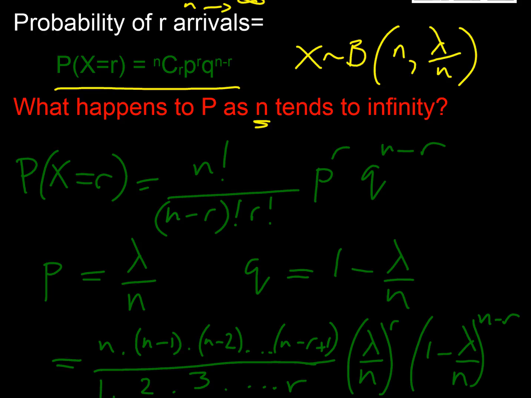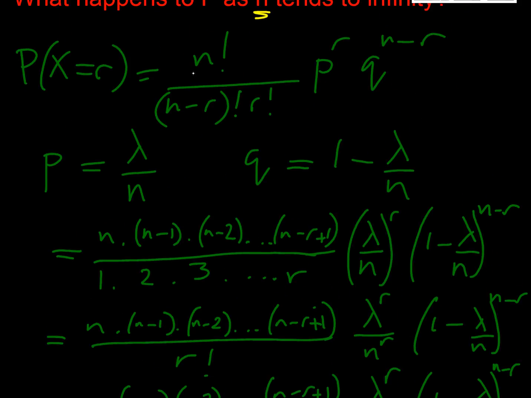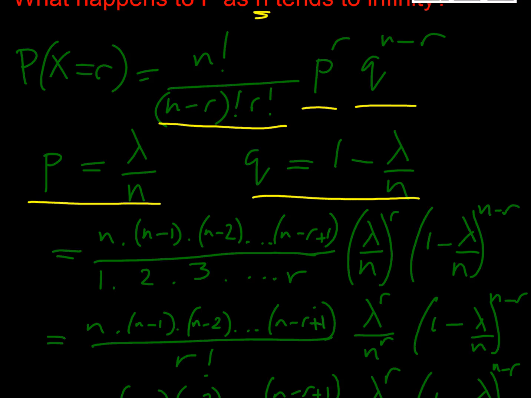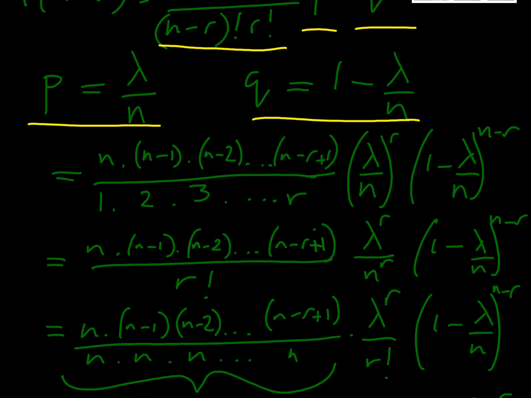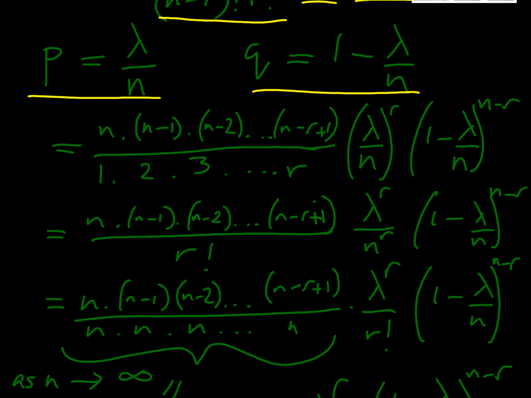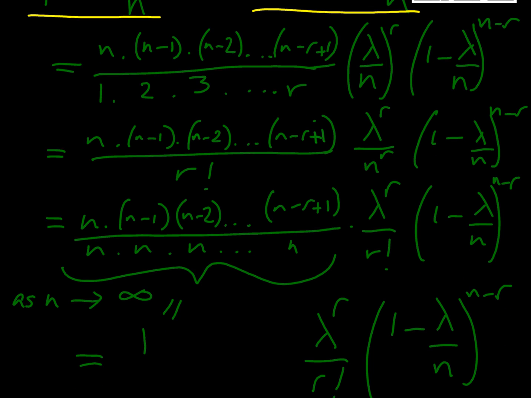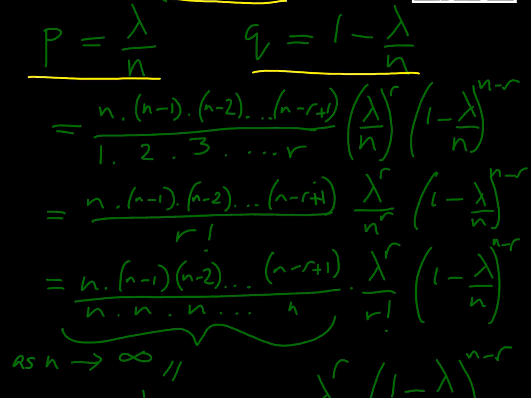So if we just grab hold of our standard equation, here's our n choose r, which is n factorial over n minus r factorial times r factorial. There's our p to the r and q to the n minus r. If we now sub in these 2 values, that p is lambda over n and q is 1 minus lambda over n, we get this form of expression for it. So I've written out my n choose r now in this form.